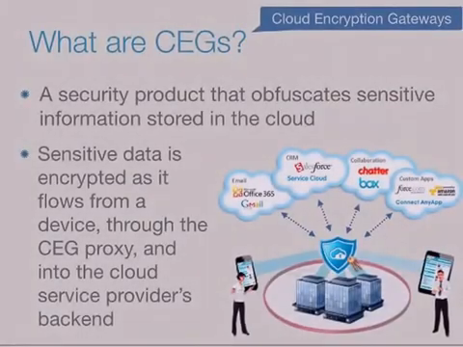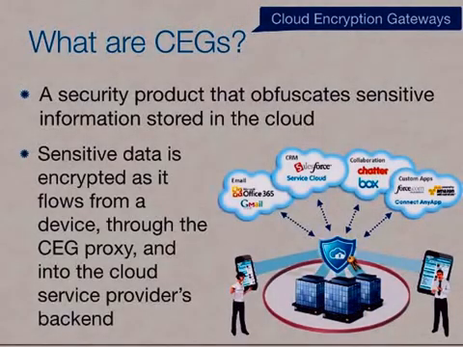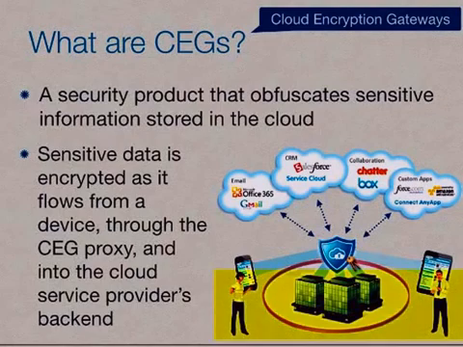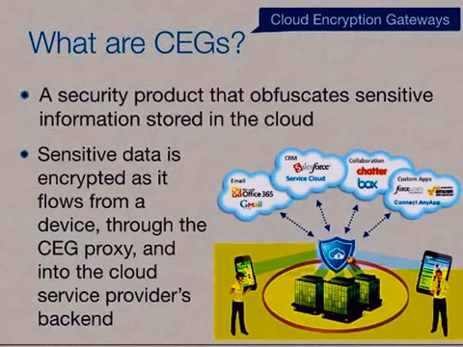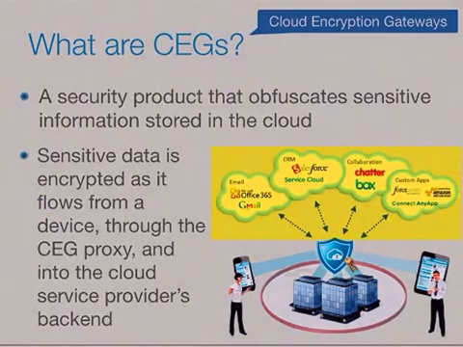Let's first go over what a Cloud Encryption Gateway, or a CEG, is. A CEG is a security product that obfuscates sensitive information that gets stored in the cloud. So that sensitive data is encrypted as it flows from a secure device, whether it be in the walls of an enterprise campus or on a mobile device or user telecommuting, through the CEG proxy and into the cloud service provider's backend.